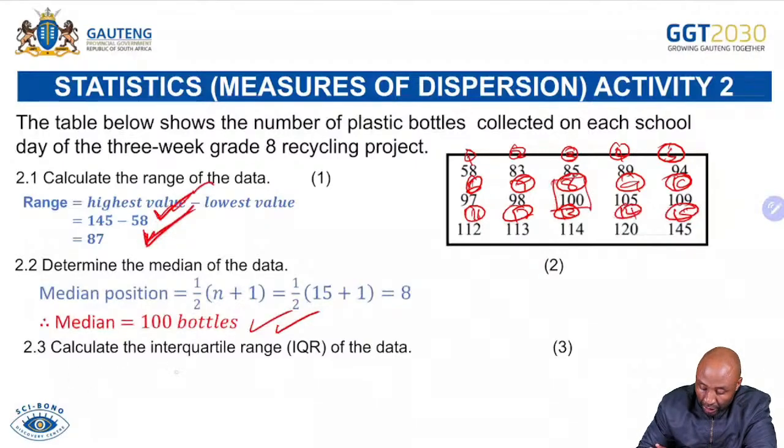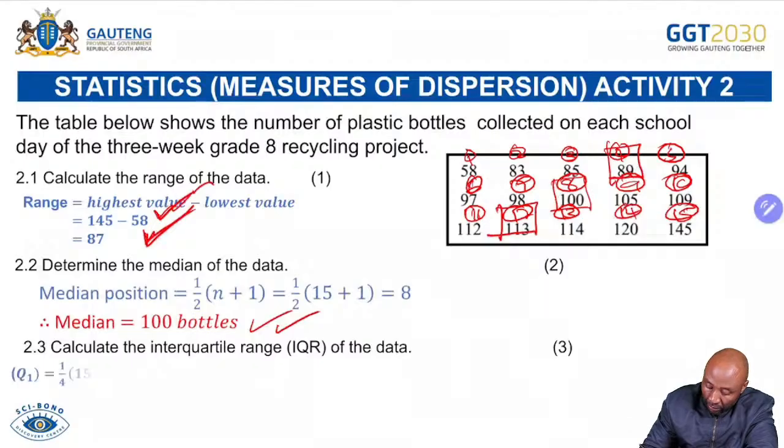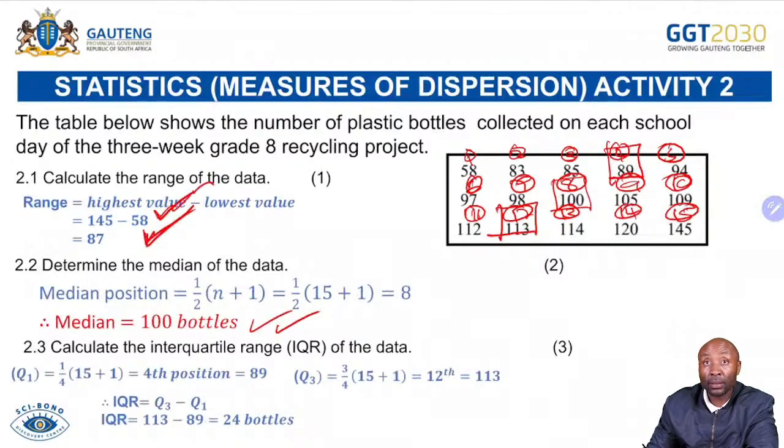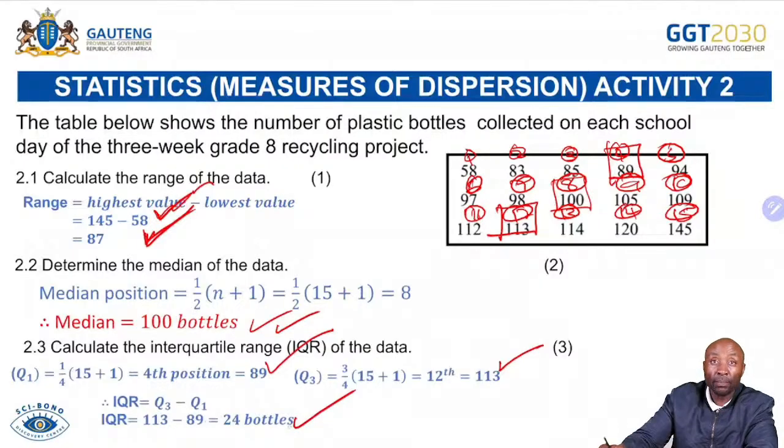The interquartile range, we get our Q1, which should be position number 4, and in the 4th position we have 89, and in our 12th position we have 113. So our interquartile range becomes 113 minus 89, and it gives us 24 bottles. So for the answer of 24 bottles, we get our 3rd mark.